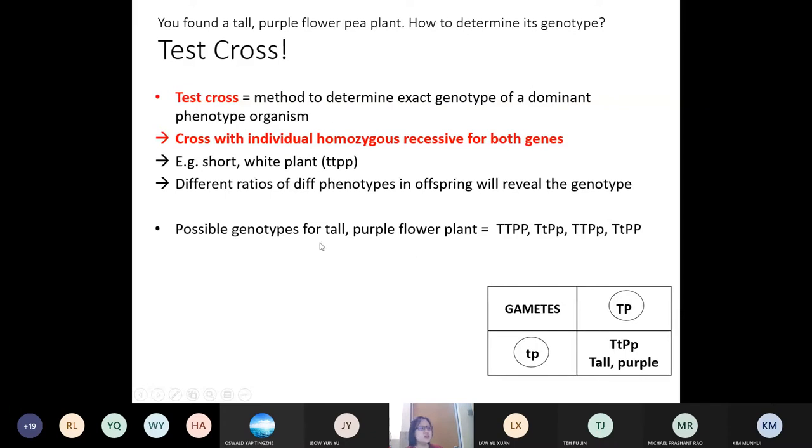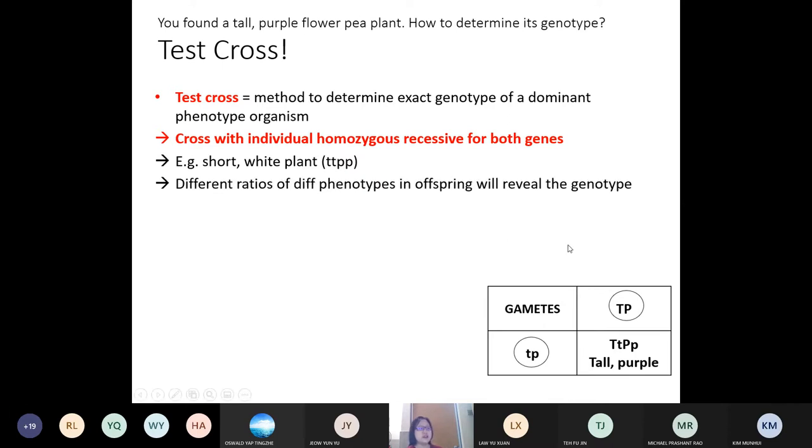So what are possible genotypes for a tall purple flower plant? You must realize that there are a lot, because now there are two genes, and that means additional complexity, right? It could be both homozygous dominant, both heterozygous, or one homozygous dominant and one heterozygous. These are all tall purple flower genotypes. I don't think there are any other possibilities. So let's go through each case and see what we will get.